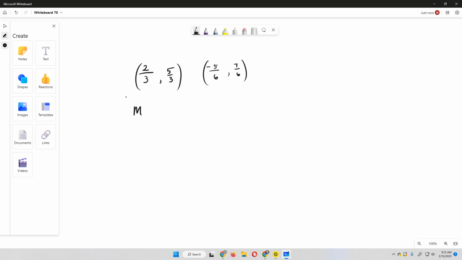So the first thing is we have to find our slope. So our slope here will be m equals y2 minus y1 over x2 minus x1. And so we're going to do that. So we've got 7/6 minus 5/3 over -5/6 minus 2/3.